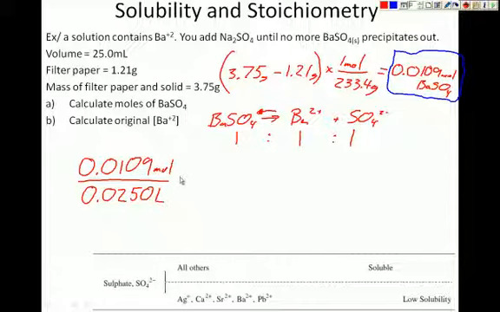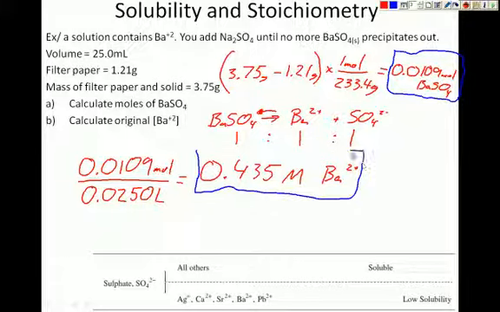And that's going to equal, and I already did this calculation ahead of time, 0.435 moles per liter, or in other words, molarity of Ba2+. And here's what our answer is.